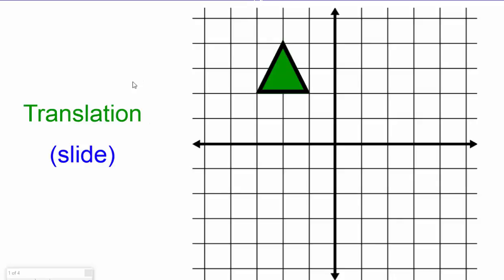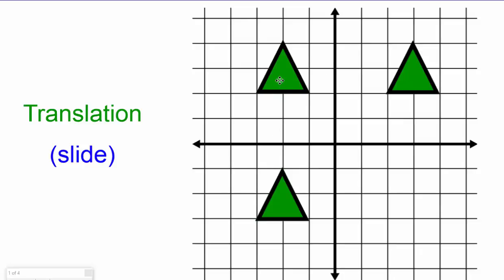The first one we're going to learn about is something called a translation, or as you might have learned about it before, it's called a slide. When we use a translation with a shape, we take that shape and we don't rotate it, we don't change much of it other than we slide it either left and right or up and down. We could do translations either way.